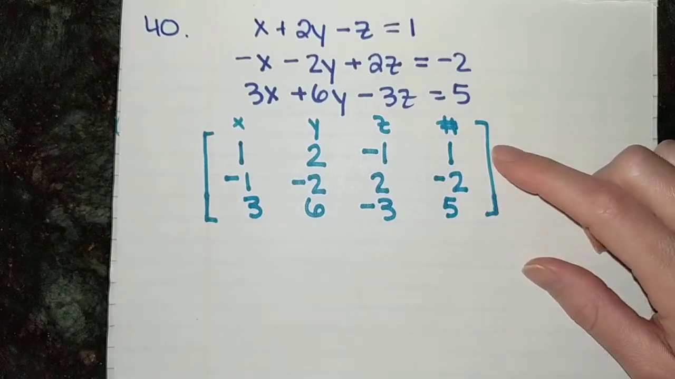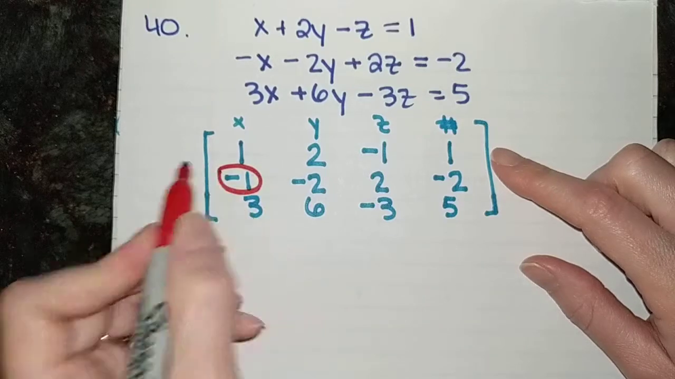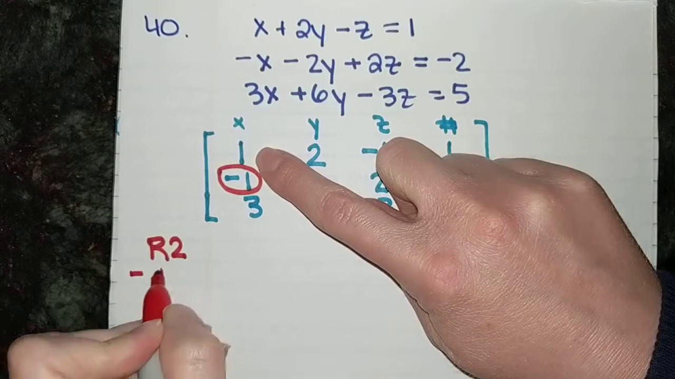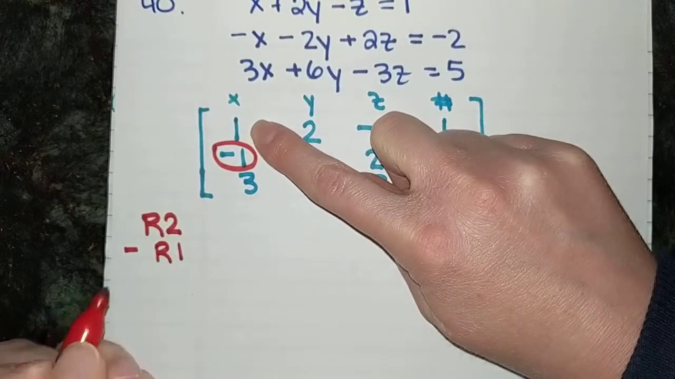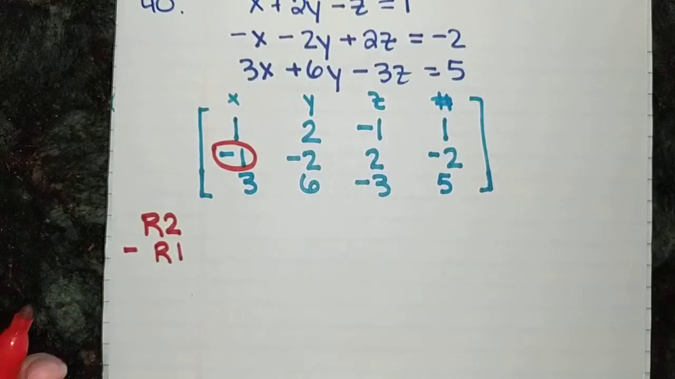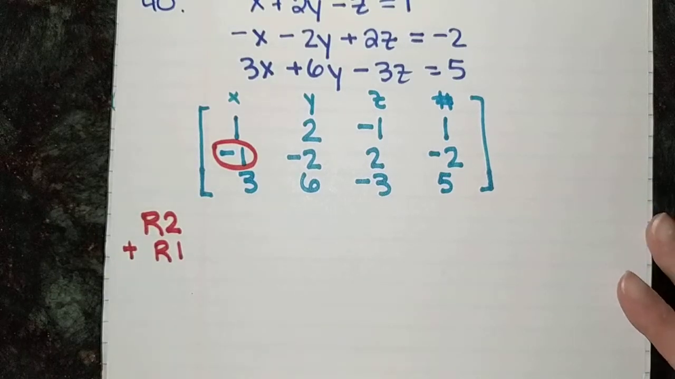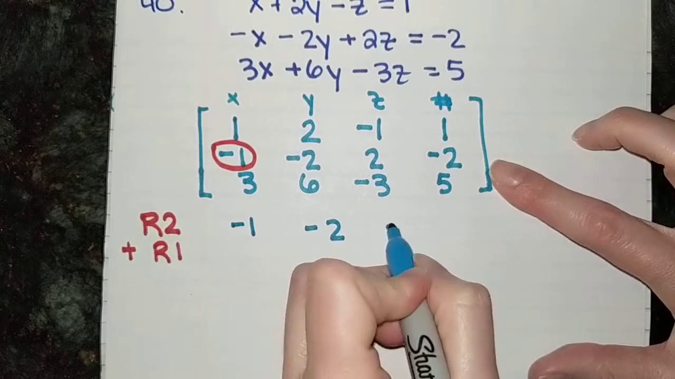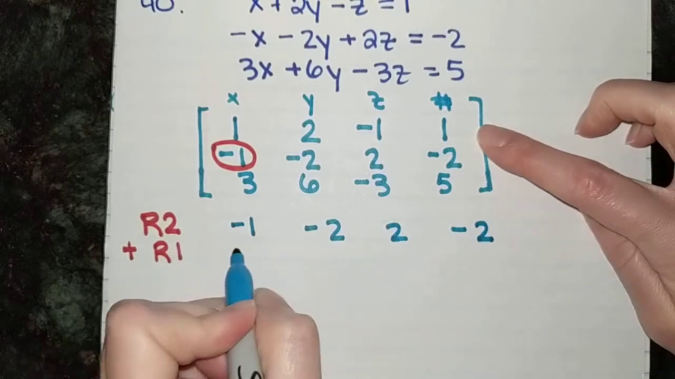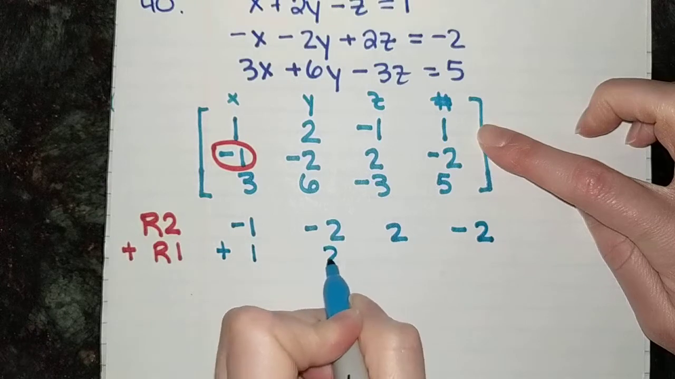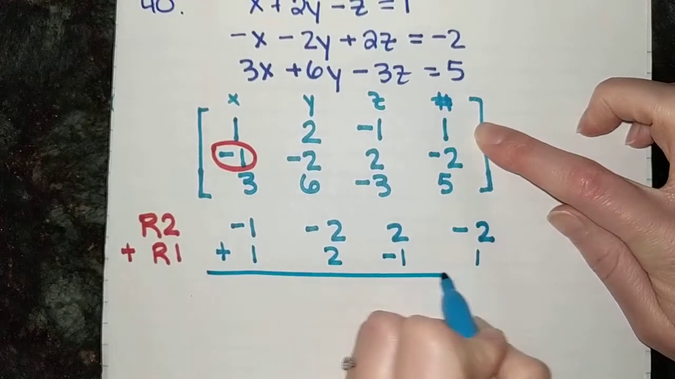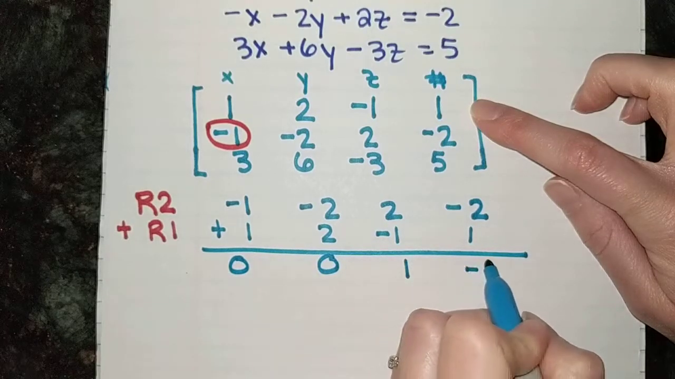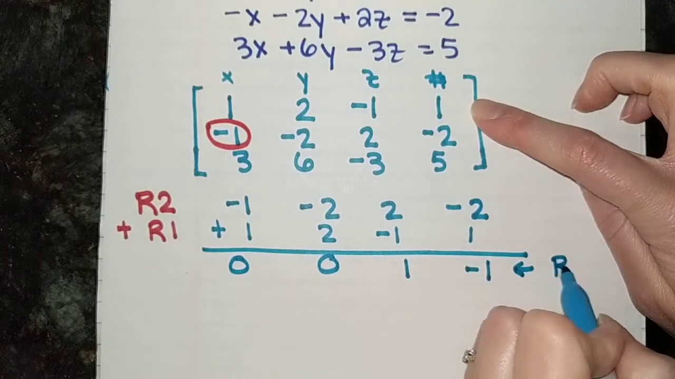Now we focus on getting row 2 to have a 0. So we'll start with row 2 minus our row 1, which is going to just be 1, and if we subtract those, or basically add those two, we'll be good to go. We'll get the 0. So we'll write out row 2, -1, -2, 2, -2, and then we'll be adding that to row 1, 1, 2, -1, and 1. Okay, so if we do that, you get 0, 0, 1, -1, and this is your new row 2.